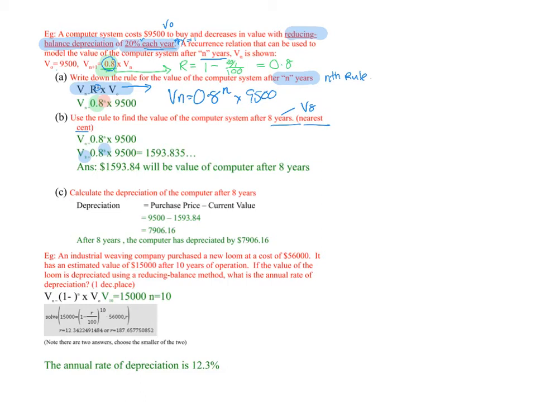So what we've actually calculated there, we've said V8 equals 0.8 to the power of 8 times 9,500, and we got this answer here. Now, it said to the nearest cent, so I've rounded that one up to 4.